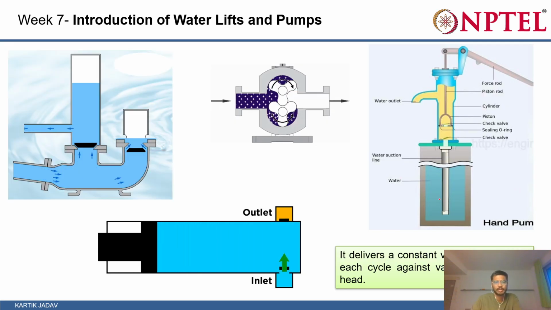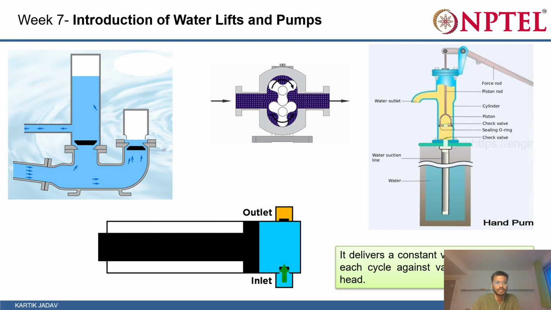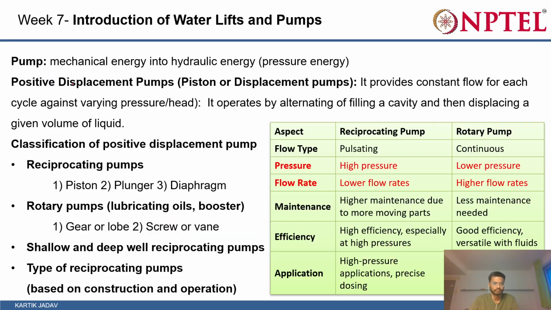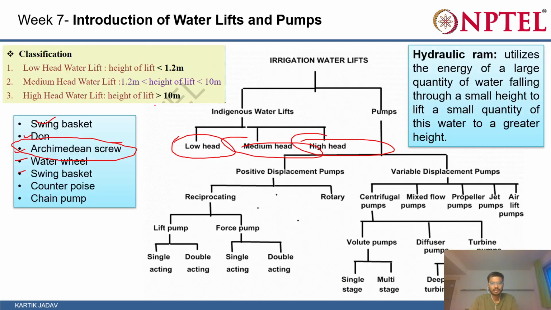These are basically about pumps. So there are different kinds of pumps. This is a hydraulic ram, right? So let's see here. Basically, pumps are classified as positive displacement pumps and variable displacement pumps. A positive displacement pump delivers a constant volume of discharge against the stroke. In this we have basically the reciprocating pump and the rotary pump. The reciprocating pump is again classified as a lift pump and a force pump, and both are again classified as single acting and double acting.